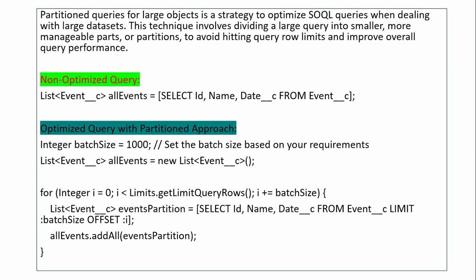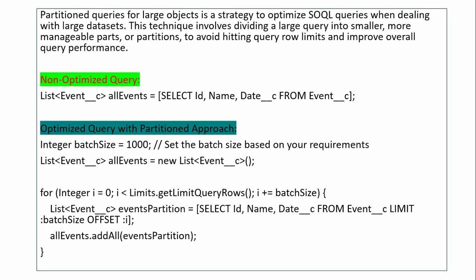Example scenario. Let's consider a scenario where you have a custom object named event__c that stores information about various events. As the number of records in the event__c object grows, querying all events in a single query might become resource-intensive and inefficient. Non-optimized query. In a non-optimized approach, querying all events in a single query may be impractical, especially when dealing with a large number of records.